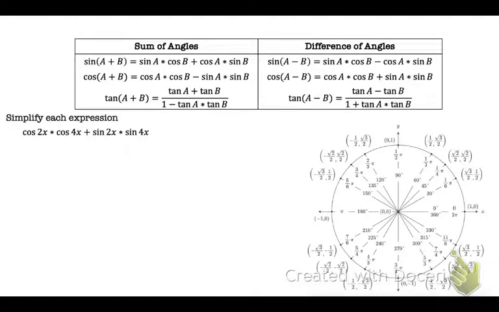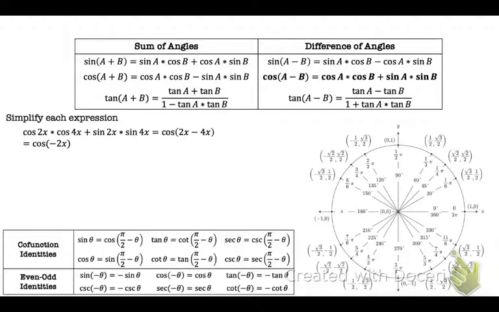So we want to simplify each expression here. So if we have cosine 2x, cosine 4x, plus sine 2x, sine 4x, well, that is going to be this one. So that's going to be cosine of 2x minus 4x, which is cosine of negative 2x. But if you remember our even odd functions from last time, the cosine of a negative theta is just the same as cosine of theta. So that's the same as cosine of 2x.